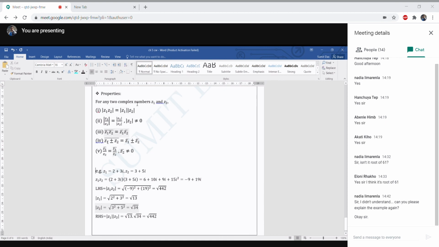So first here we have to prove this one. I told you there are 5 proofs, right? The other ones you can do by yourself, and I'm proving only number one. So I'm taking one example, z1 equal to 2 plus 3i and z2 equal to 3 plus 5i. Then z1 into z2, multiplication of complex numbers. To multiply, 2 into 3 is 6, 2 into 5 is 10i, 3 into 3 is 9i, 3 into 5 is 15i. So 6 minus 15 is minus 9. Okay, so like this.